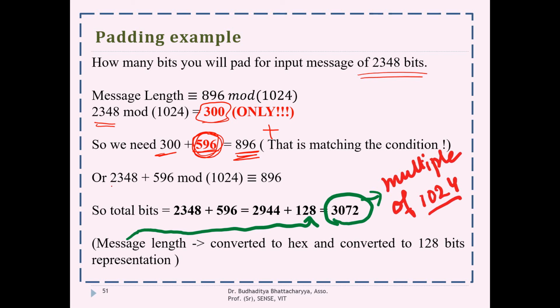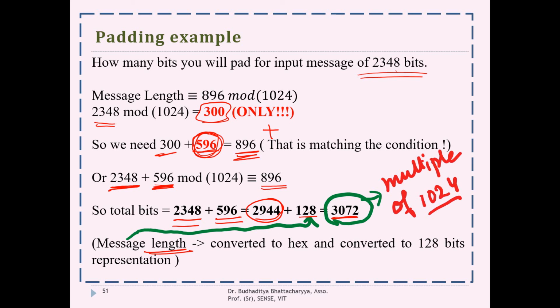So let's see what we have done. 2348 bits plus 596 padding bits should be congruent to 896. That means the original message of 2348 bits plus 596 padding gives 2944, plus 128 bits, because this is the message length, which is added by default. So it is 3072 total number of bits.